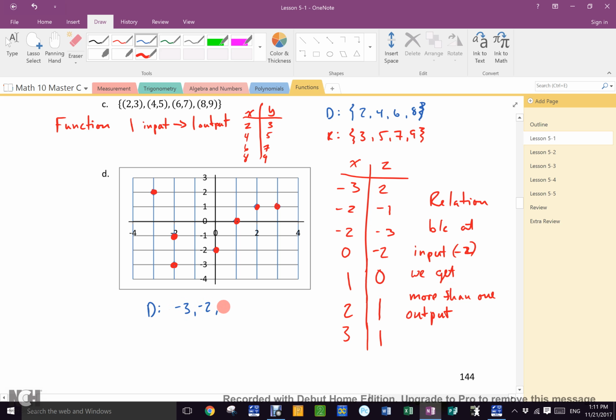So what is the domain? -3, -2, 0, 1, 2, 3. Squiggly brackets. And what's the range? -3, -2, -1, 0, 1, 2. Why are there 7 domain values but only 6 range values? Because one of them repeats. And these obviously don't make pairs, do they? Everybody cool? Everybody cool? Okay.